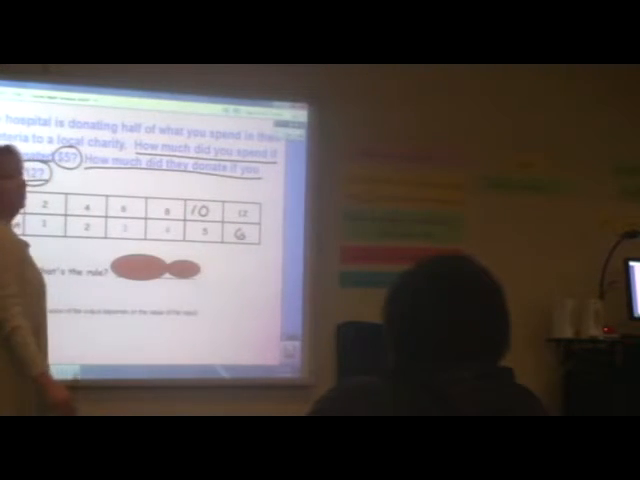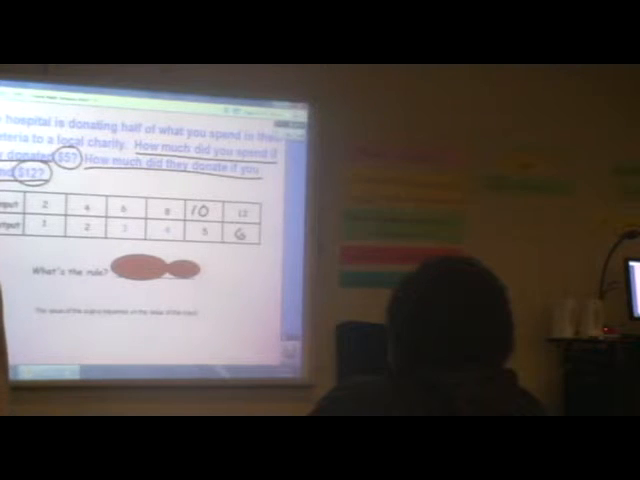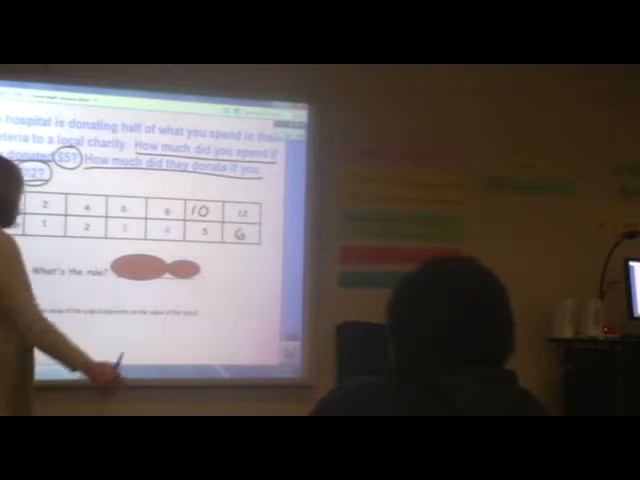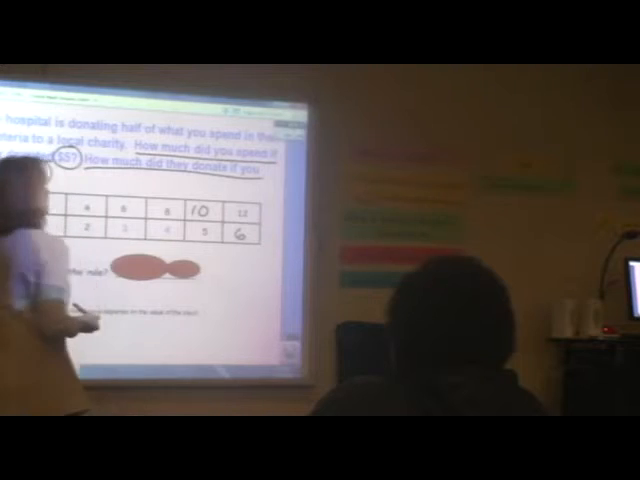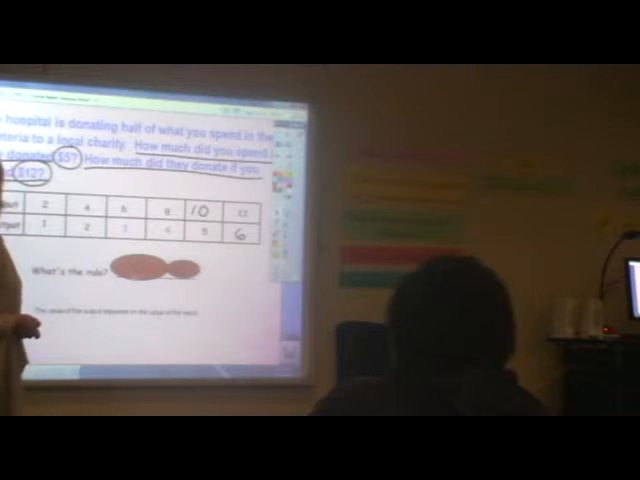Okay, now let's figure out the rule. Divide by 2. 5 by 2, absolutely. All right. So Miss Candy's gonna move that over and we're gonna check it out and see if it's right.